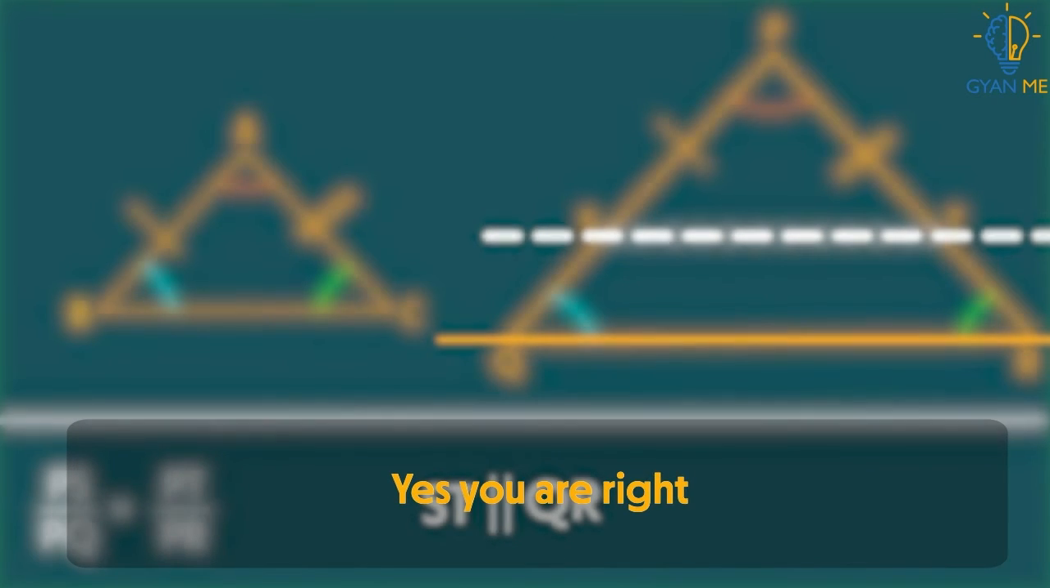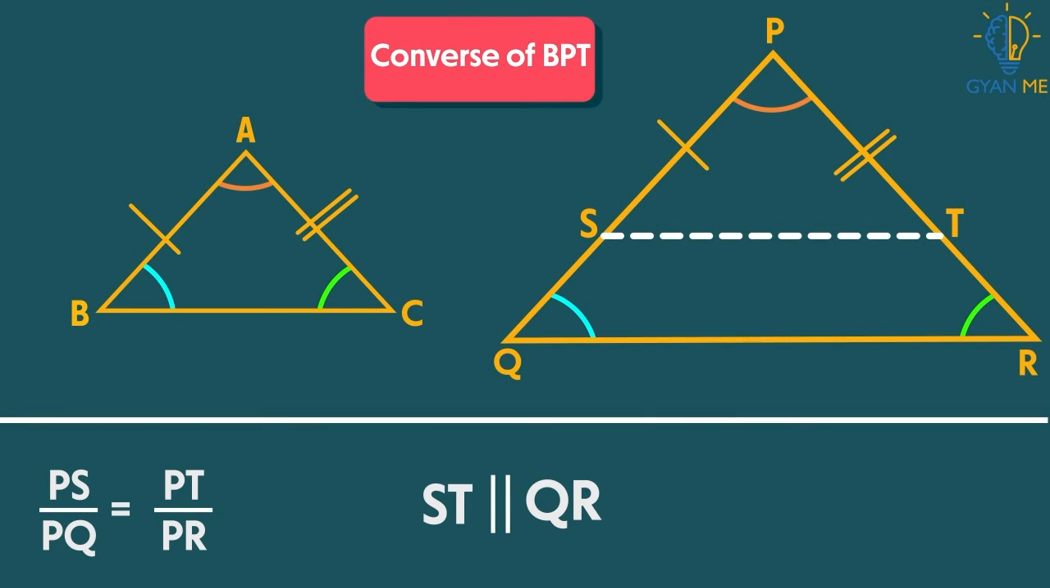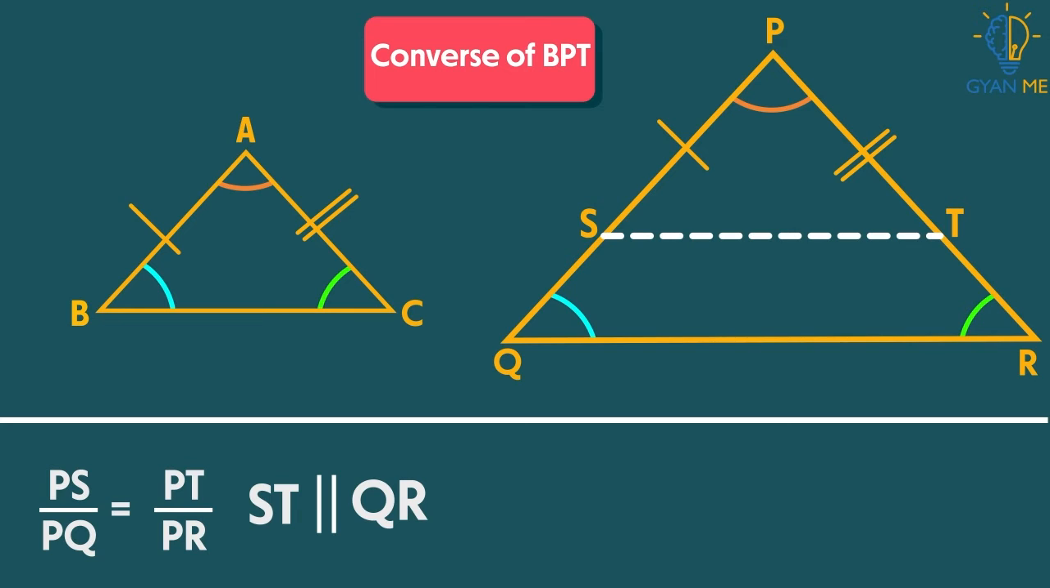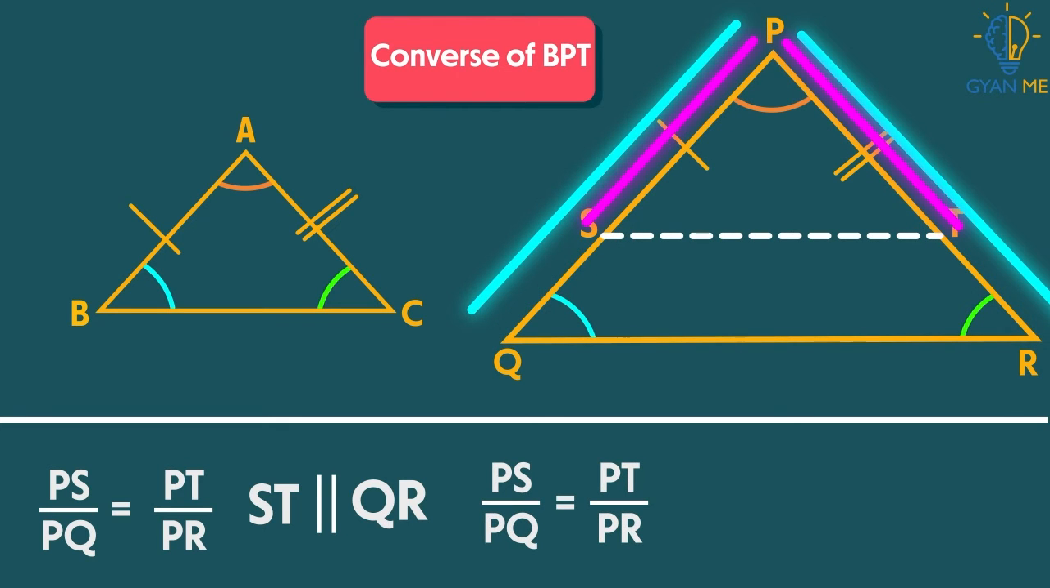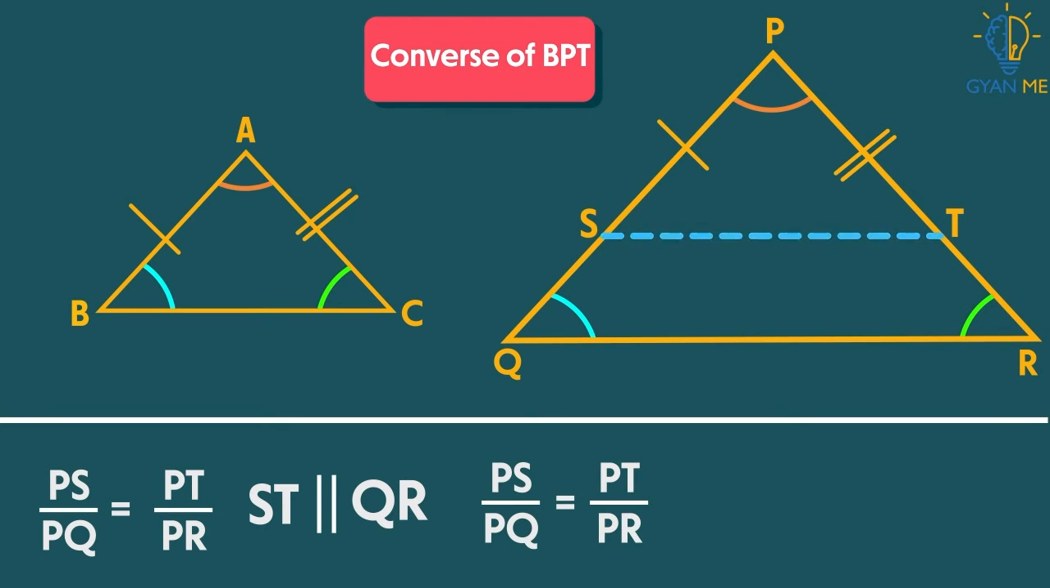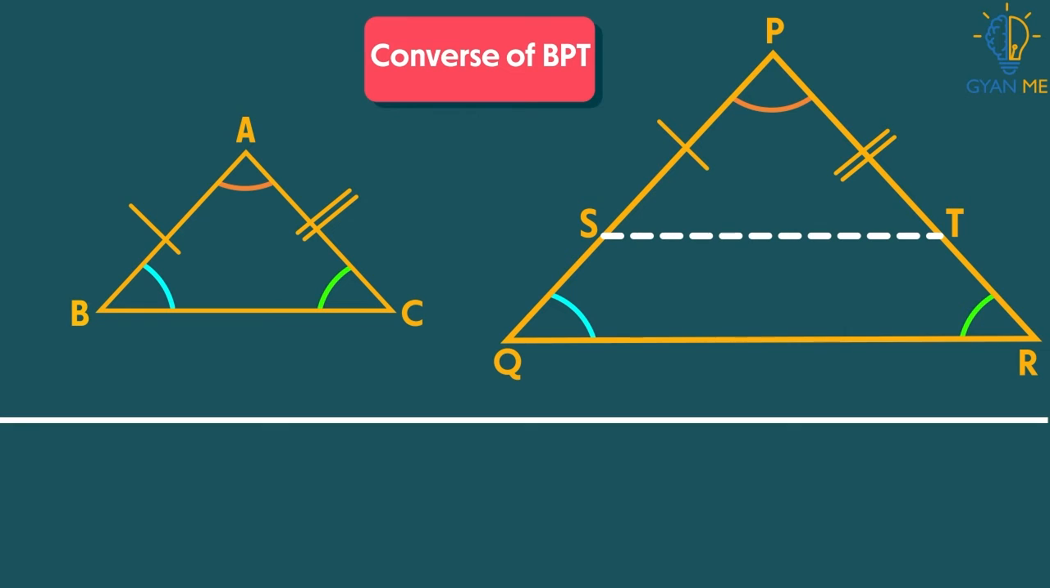Yes, you are right. By converse of basic proportionality theorem, which states that if a line divides any two sides of a triangle in the same ratio, then the line is parallel to the third side of the triangle. Now this is true for segments SQ and TR, and also it is true for segments PS and PT. Therefore, the ratio of these segments will also be equal.